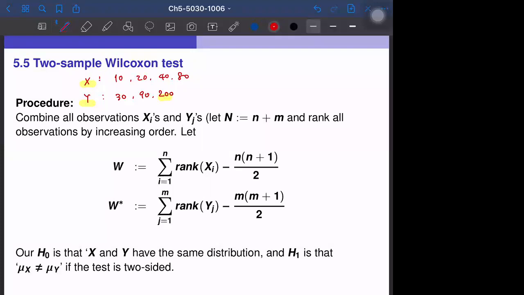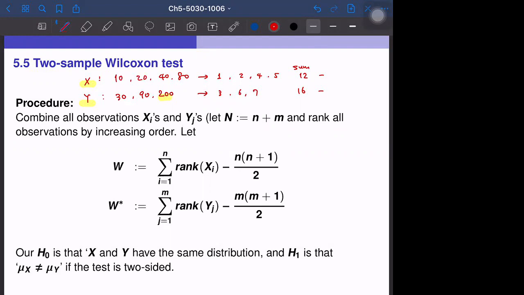So think about the ranks of these 7 observations. The smallest one is 10, the second smallest is 20, the third is 30, the fourth 40, the fifth 80, the sixth 90, and the seventh 200. We take the summation of these ranks for each sample: the sum of ranks is 12 for y and 16 for x. But to calculate the test statistic, we subtract the minimum possible sum of ranks.